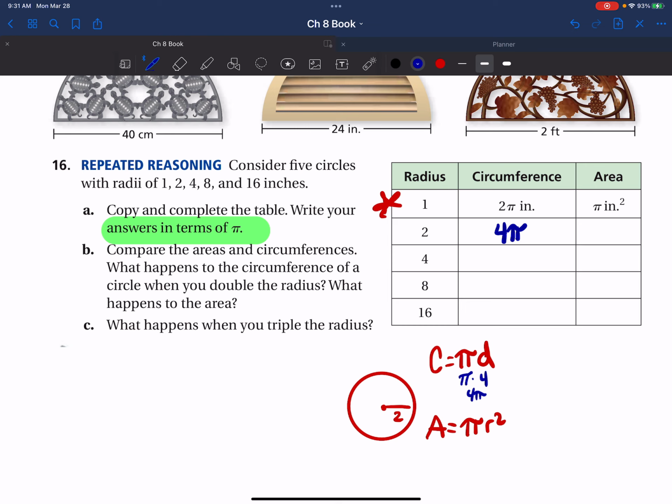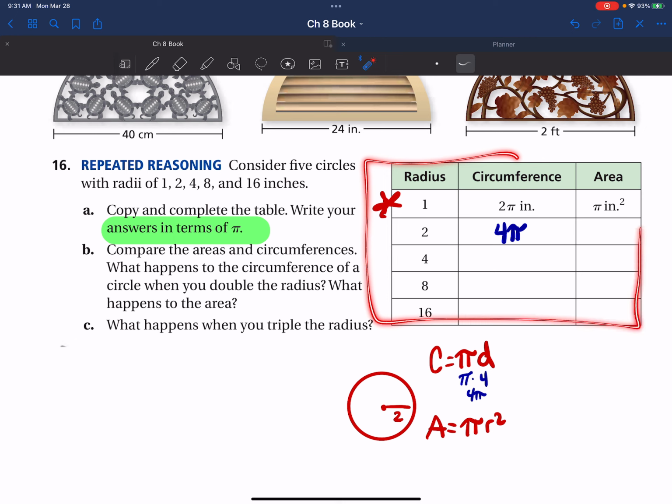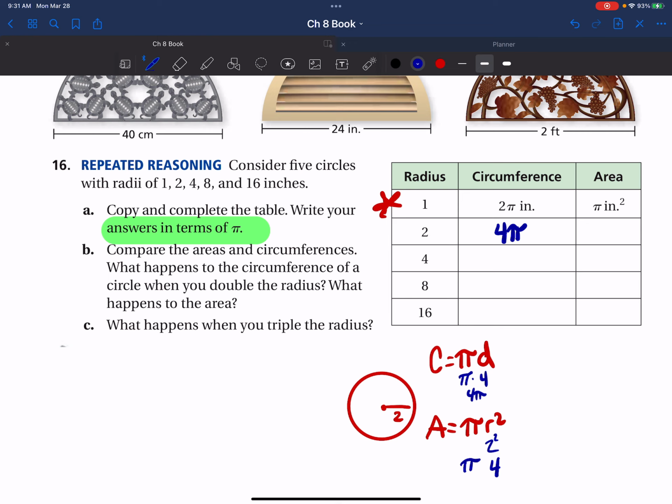And what I want you to do in your notebook is to copy this table down, okay? So you should have this table copied, and that's how you're going to write your answers for A, because it did say to copy and complete the table. So you can pause the video and get that done if you need to. Now let's go find the area. Area is apple pies are 2. We put the 2 in for the R. That'd be 2 squared, which is 2 times 2 is 4. So it's going to be pi times 4, which is just 4 pi.